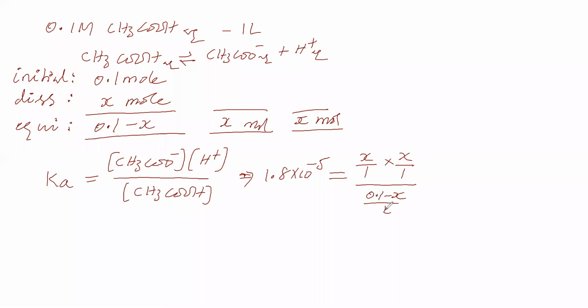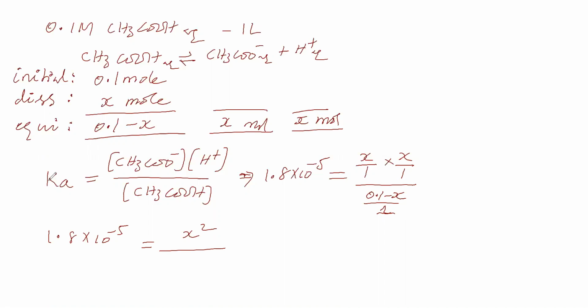Now we write 1.8 into 10 to the power of minus 5, the Ka value, equal to x square divided by 0.1 minus x. Shall we write this 0.1 minus x as 0.1, or keep 0.1 minus x as it is? We have to see.